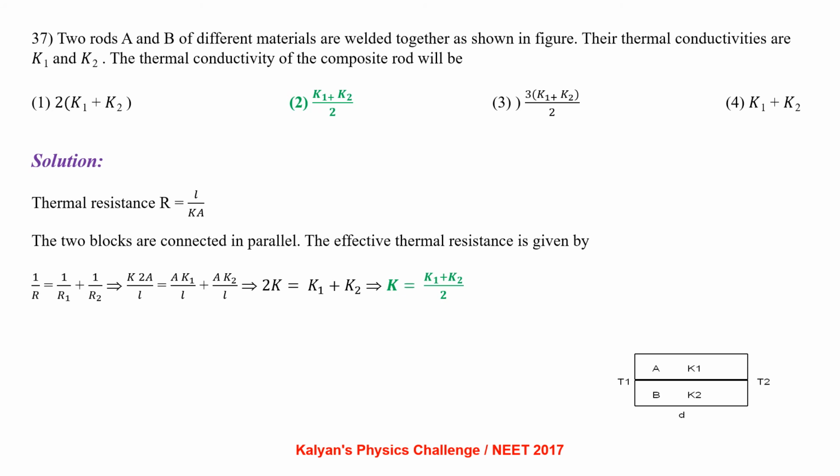If we compare this situation there, we can see the two rods are under the same temperature difference T1 T2 and they are carrying different heats. So the thermal resistance R is L by Ka. Since the two rods are connected in parallel, the effective resistance in parallel combination is 1 by R equal to 1 by R1 plus 1 by R2. So upon simplifying the values, we get K equal to (K1 plus K2) by 2.